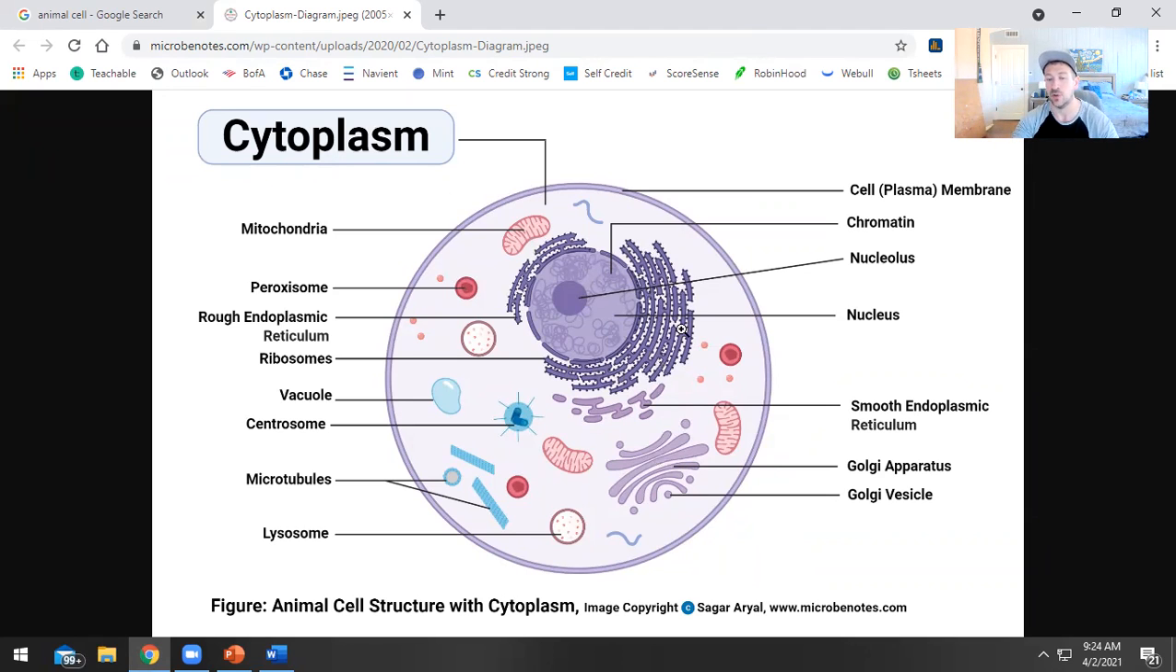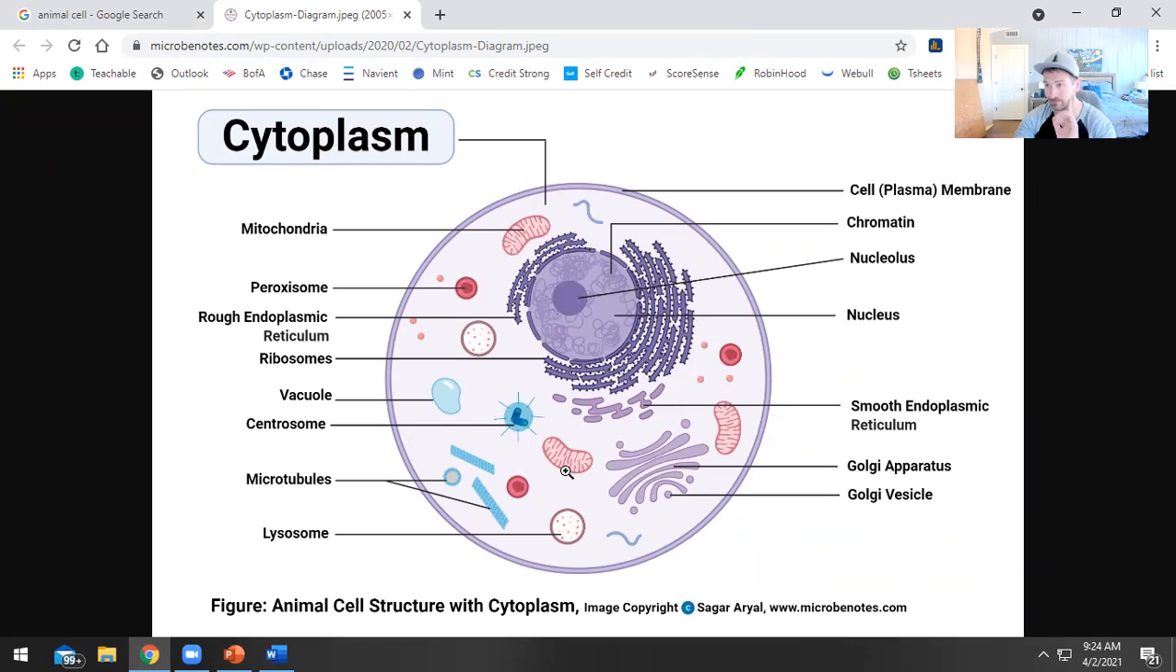Then over here, we're going to see what's called your ER, your endoplasmic reticulum, which is a crazy weird name. There's two versions of it. There's smooth and there's rough. The rough one is working with the nucleus. You can see here is your mitochondria. This is producing energy to keep your cells alive and let them do all their jobs.